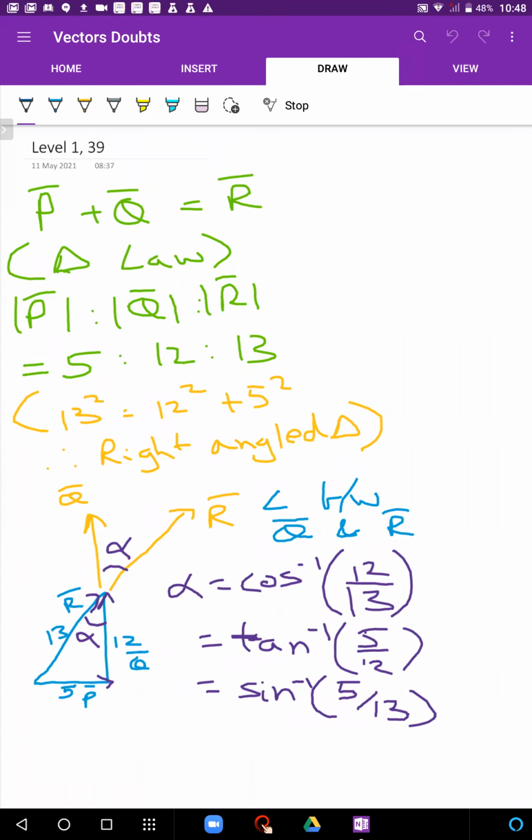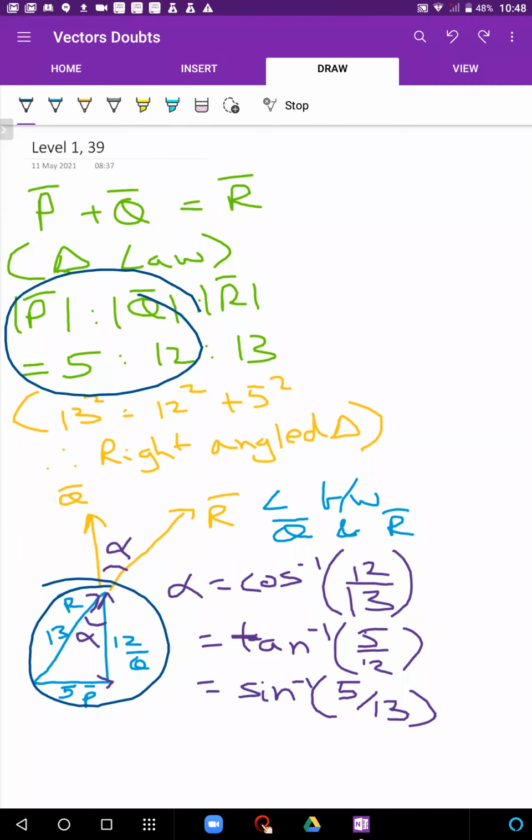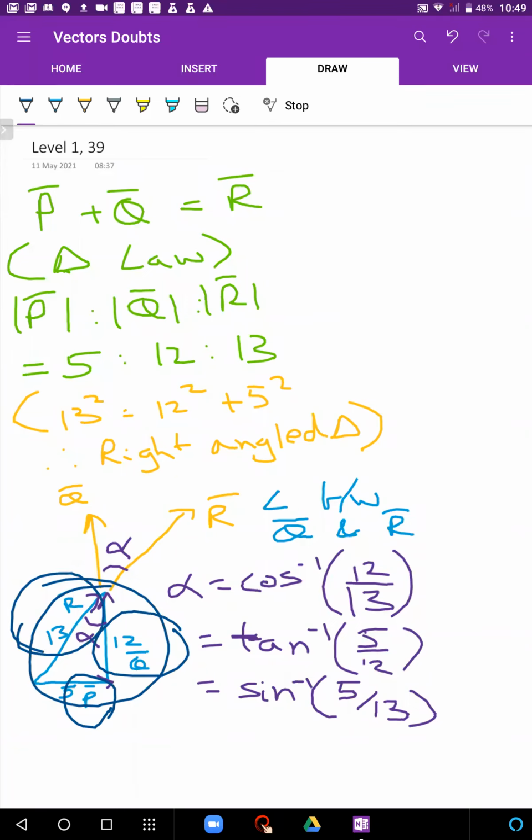The minute you realize it's a right angle triangle, you draw the triangle. So I am going to draw a right angle triangle like this. Just focus on the blue part. Then I know which are the smaller sides? 5 and 12. P and Q are the smaller sides. So this one is P, उसको मैंने 5 label किया. This one is Q, उसको मैंने 12 label किया. And this one is R, so 13 label किया.